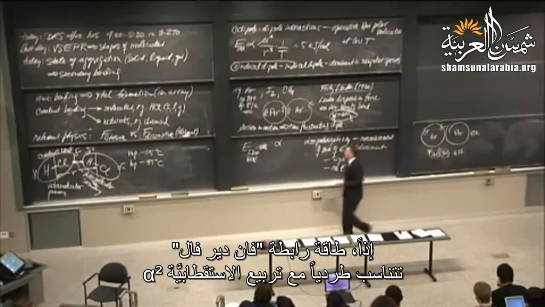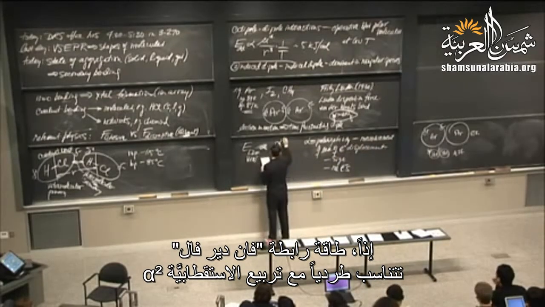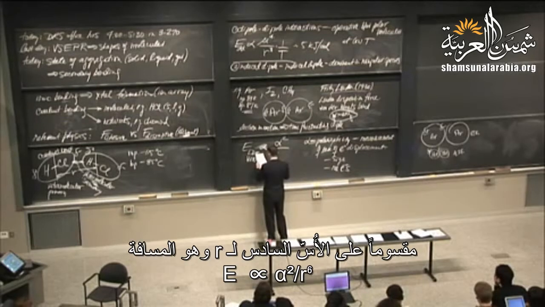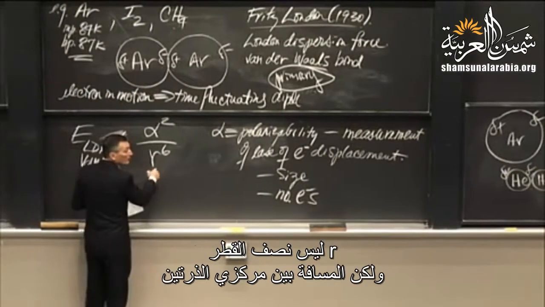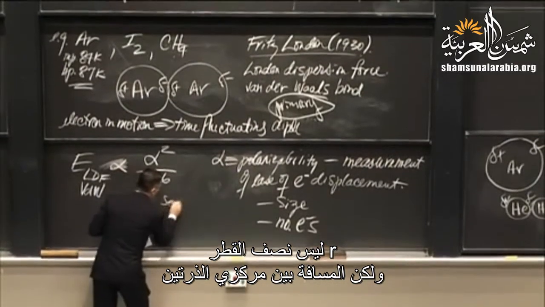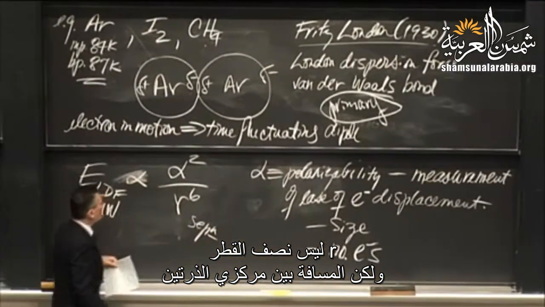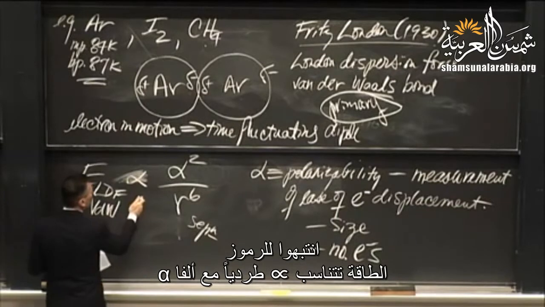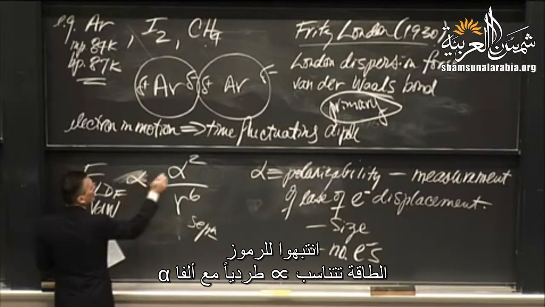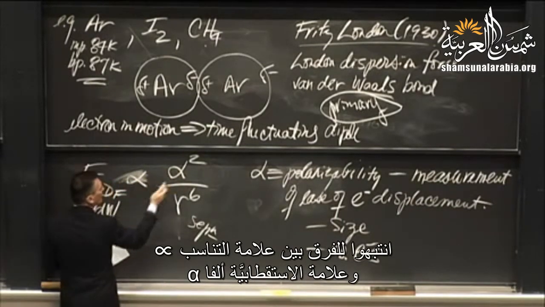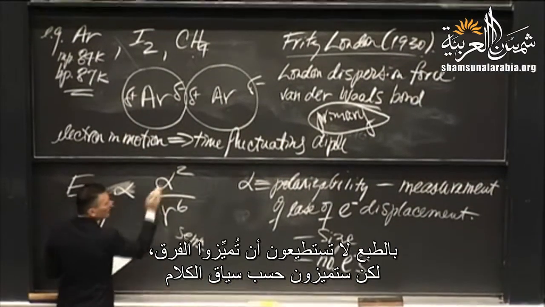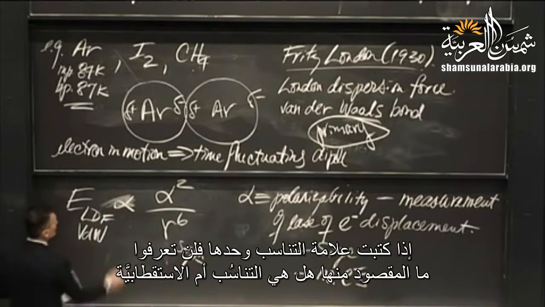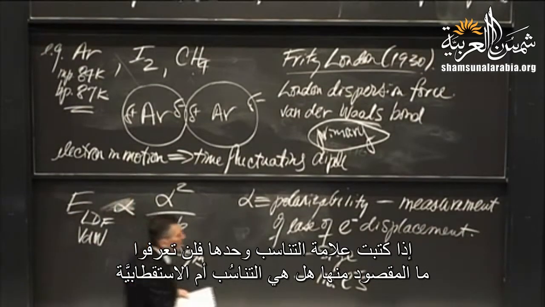So the energy goes as polarizability squared, divided by r to the sixth, where r is the separation, not the radius, but the dipole separation. And this is a font issue. This is proportional to alpha. So you can tell the difference. This is a proportional sign, that's an alpha. Of course you can't tell the difference. This is contextual. If I just wrote this by itself, you don't know what it is.